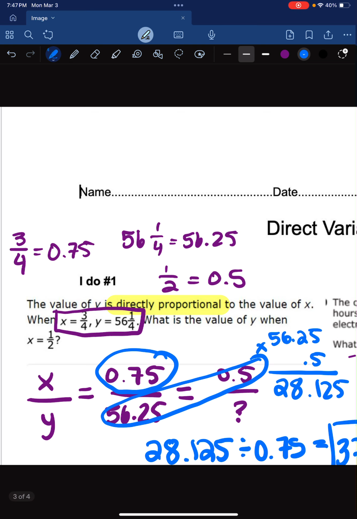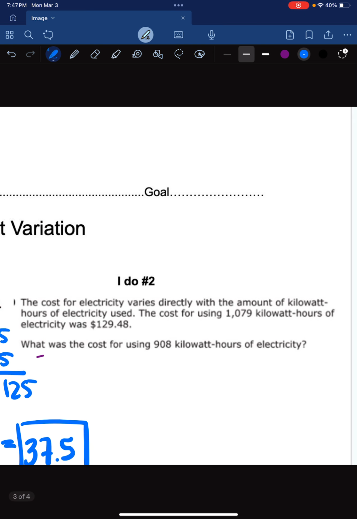Okay, moving on to the I do number 2. Here we have the cost for electricity varies directly. There's our key word there, varies directly. So we know what strategy to use with the amount of kilowatt hours of electricity used. The cost for using 1,079 kilowatt hours of electricity was $129.40. What was the cost for using 908 kilowatt hours of electricity? So we're comparing hours and dollars here.